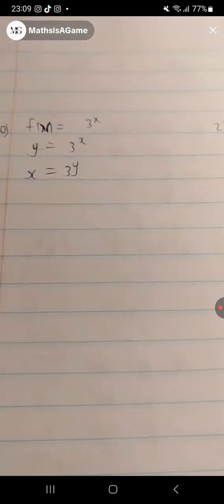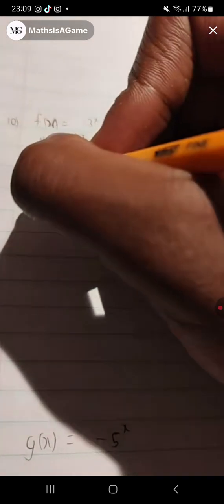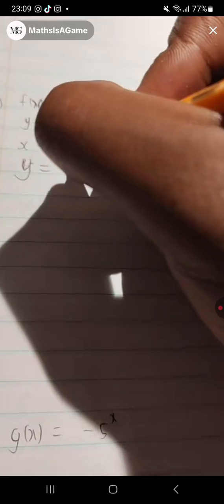Y is equal to 3 to the power x. We swap, guys, and then we logify the answer. So logifying the answer, y is equal to log of x base 3. Next, g of x is equal to half to the power x.